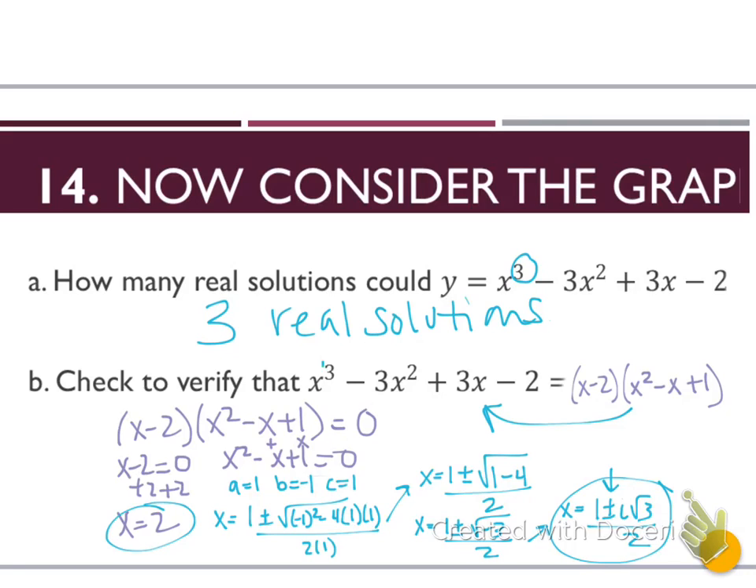How many answers should I have? I should have 3, and that is what I got. So if it was x to the 4th, I should have 4 answers. If it was x to the 5th, I should have 5 answers. Okay, so 2 of these were complex. We had 2 complex right here, and then we had 1 real.